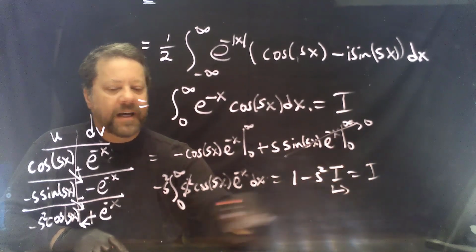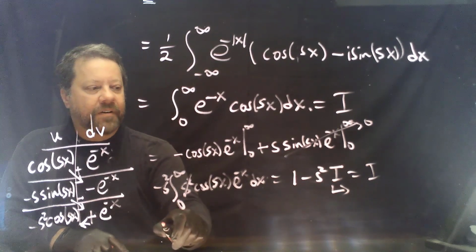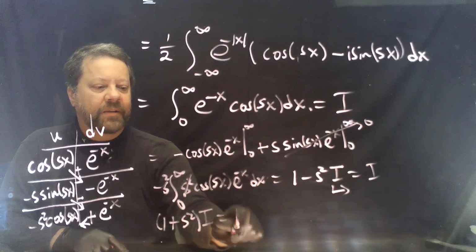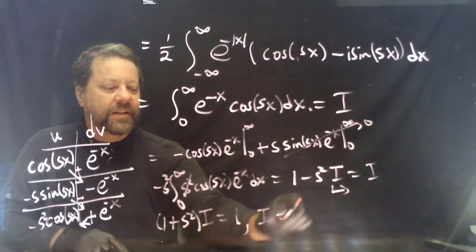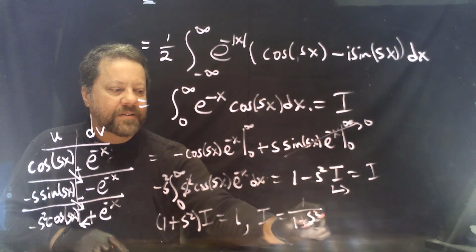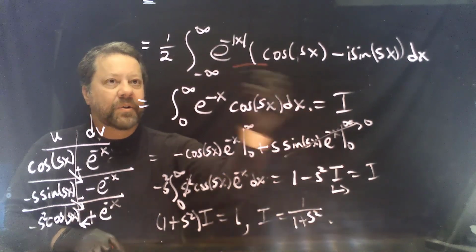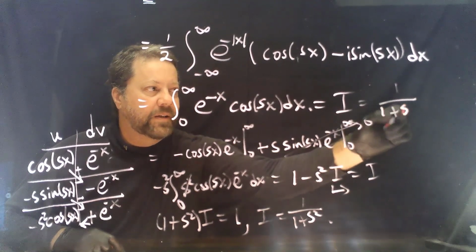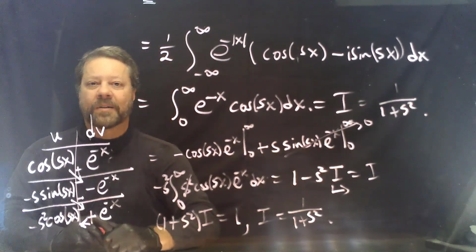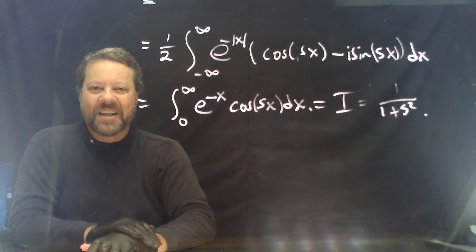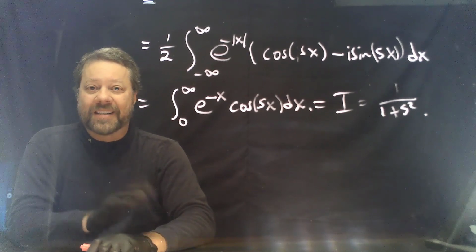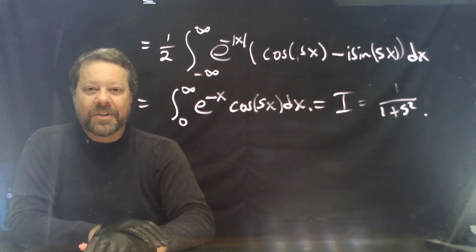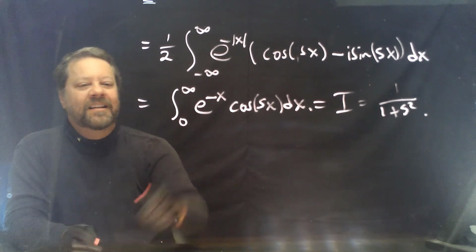We'll have to move the s squared I over and have 1 plus s squared I equals 1, which means the original integral is 1 over 1 plus s squared. And so the Fourier transform that we seek is 1 over 1 plus s squared. By the way, if you get some of these integration tricks that I'm trying to train you, it will really help you speed up your computations in the future.